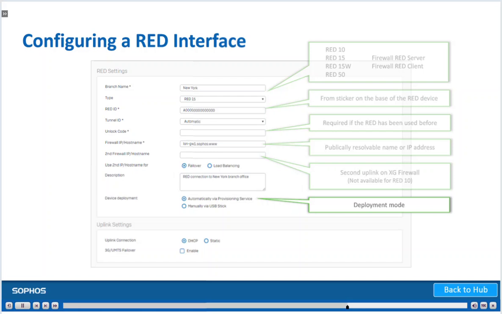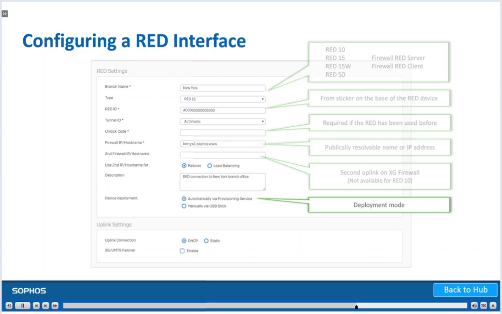In this case, you would download the provisioning configuration file to a USB stick and ensure it is connected to the RED when the RED is booted. Important: if you are deploying via USB, you must ensure you do not lose the unlock code. In this scenario, the unlock code is never shared with the Sophos provisioning service. So if you lose the unlock code, the RED can never be connected to another Sophos XG firewall.